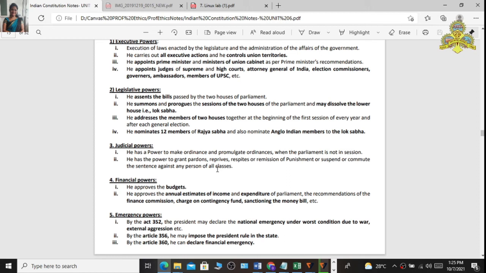When a person is sentenced to death, that person can seek pardon from the President of India. The President of India has the power to grant pardons to the victims based on their crime.